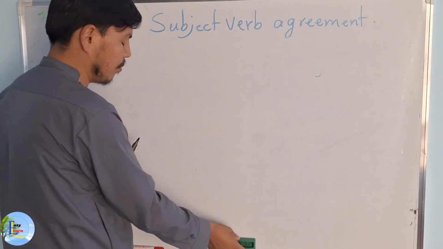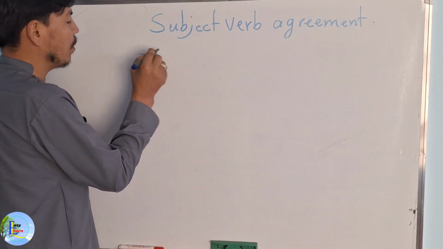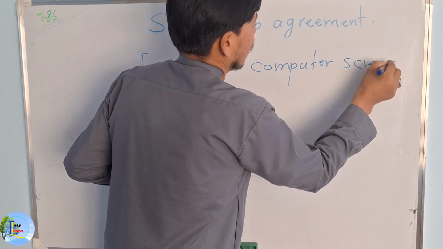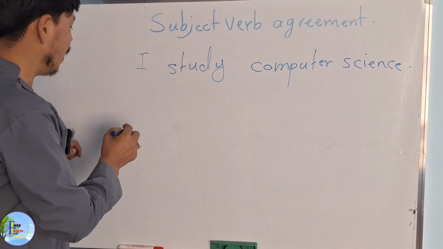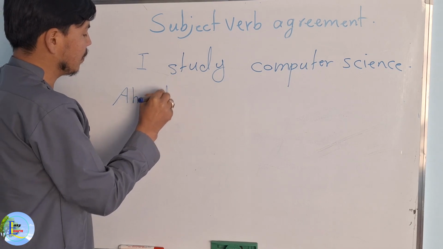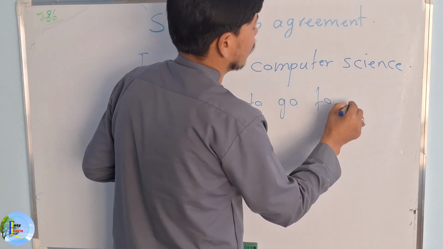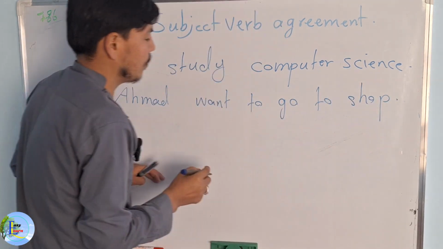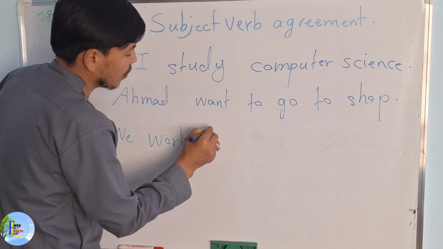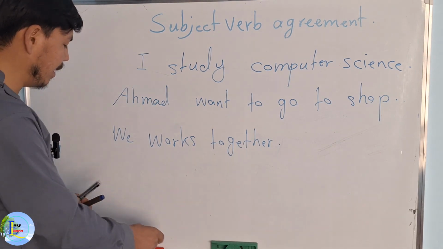I will show you with some examples. Let me write an example here. For example, I study computer science. Then I write, for example, Ahmad want to go to shop. Then, we works together. Okay, so please have a look here.